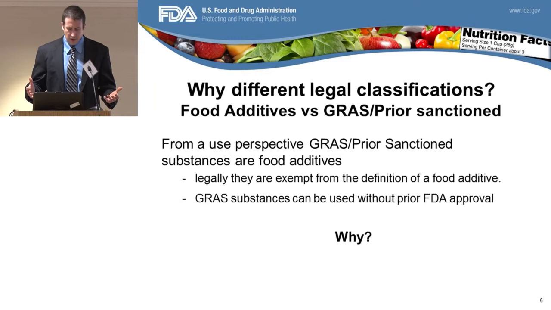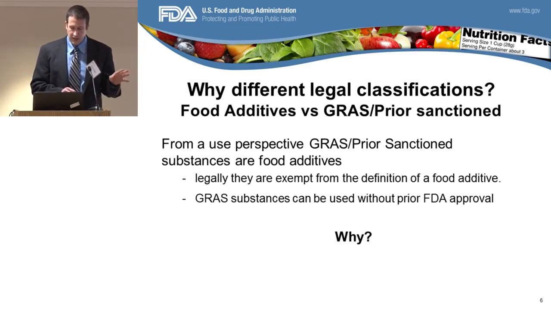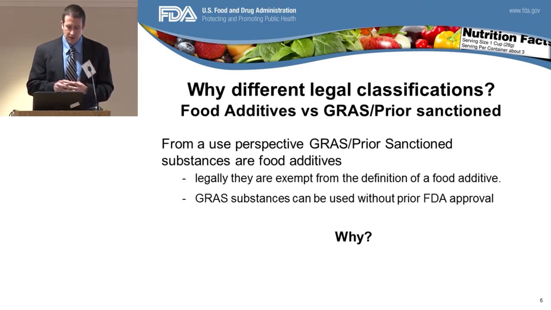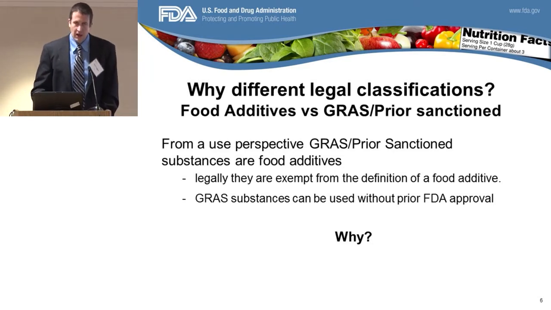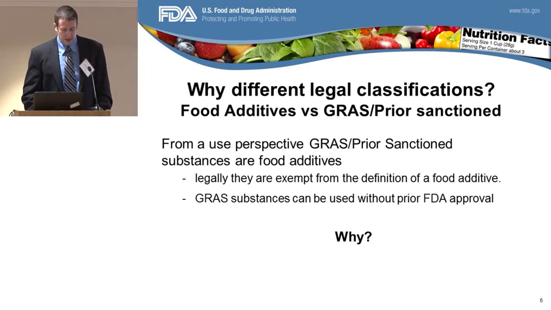So, as we said before, from a use perspective, things such as generally recognized as safe substances that are added to food or used in food packaging, as well as prior sanctioned substances, from a use perspective, you would say, oh, those are food additives. But for the purposes of the Food, Drug, and Cosmetic Act, those substances are exempt from the definition of a food additive. And as we've stated before, GRAS substances can be used without prior FDA approval. We'll get into that more further in the talk.